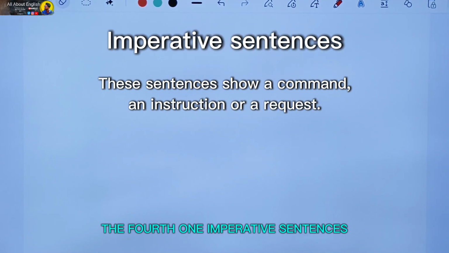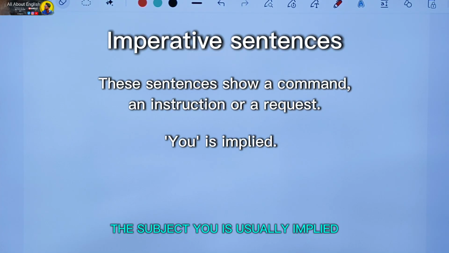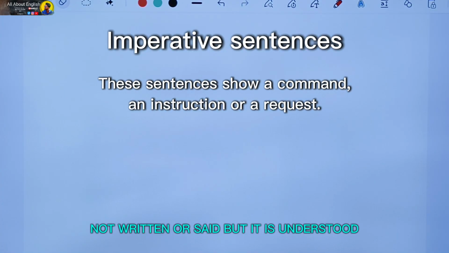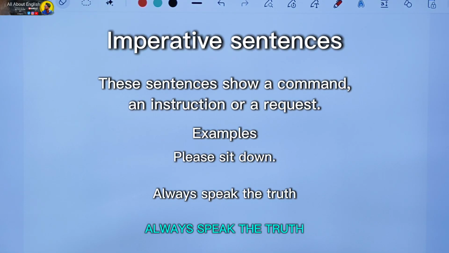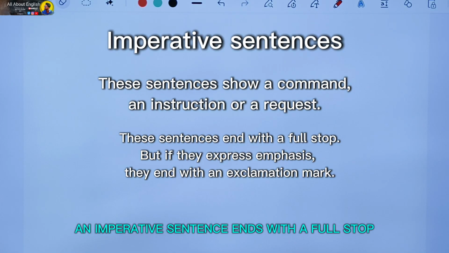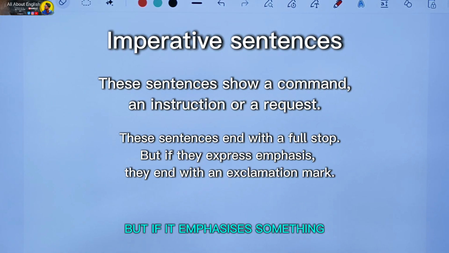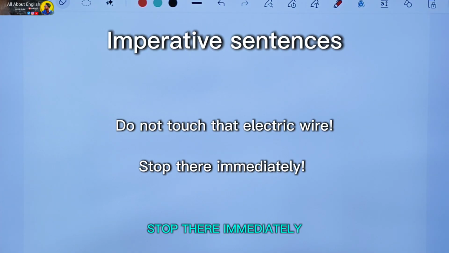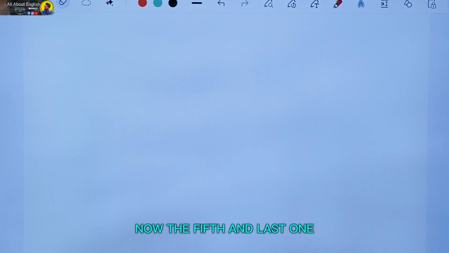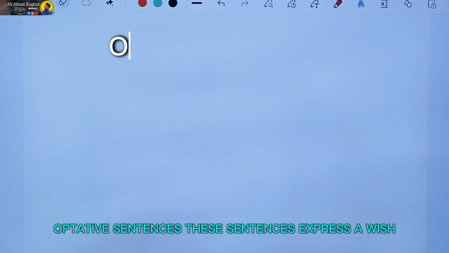The fourth one, imperative sentences. Imperative sentences give a command, an instruction, advice, or a request. In imperative sentences, the subject you is usually implied, not written or said, but it is understood. Examples: Please sit down. Always speak the truth. An imperative sentence ends with a full stop, but if it emphasizes something, it ends with an exclamation mark. Examples: Do not touch that electric wire! Stop there immediately!